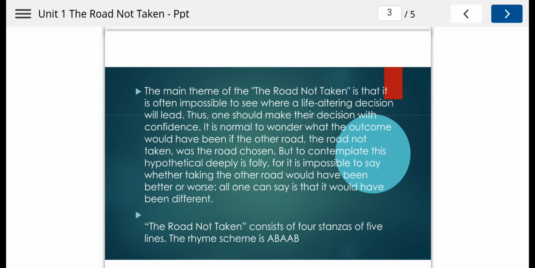The main theme of The Road Not Taken is that it is often impossible to see where a life-altering decision will lead. Thus, one should make the decision with confidence. It is normal to wonder what the outcome would have been if the road not taken was the road chosen. But to contemplate this hypothetical deeply is folly, for it is impossible to say whether taking the other road would have been better or worse. All one can say is that it would have been different.